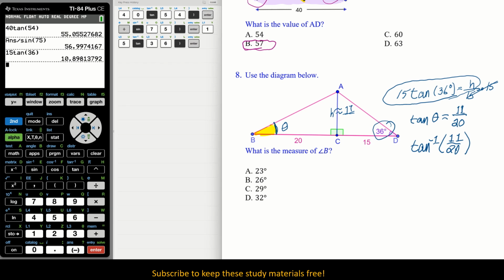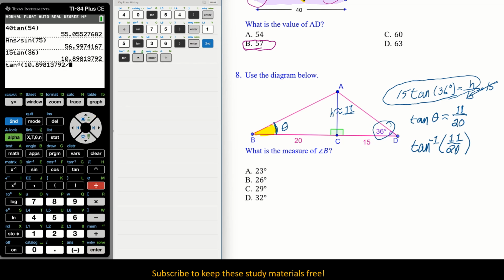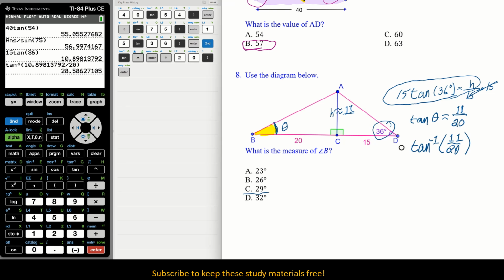I was thinking, you know what? I may just pop up and grab that item above. Let me show you what I do. So second tangent, I'm putting in our inverse, okay? But then, remember the 11 is what was rounded, but that's right up here above. I'm going to arrow up, grab it, push enter to pop it back down, and then divide by that 20, close my parentheses, and that would be 28.58, which is, yep, rounds to 29. That's C.